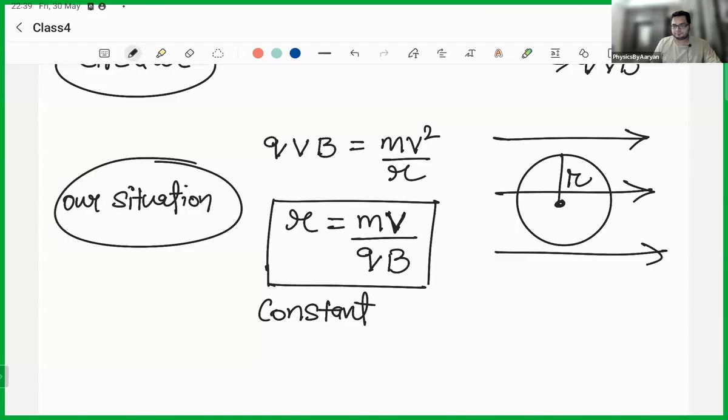Is speed changing or not? No, because we just talked about it. In a magnetic field, speed cannot change. The particle's mass is not going to change, the speed is not going to change, the charge of the particle is not going to change, and the magnetic field is also uniform. Hence this radius is constant. So in a fixed radius, this particle will just keep on moving.